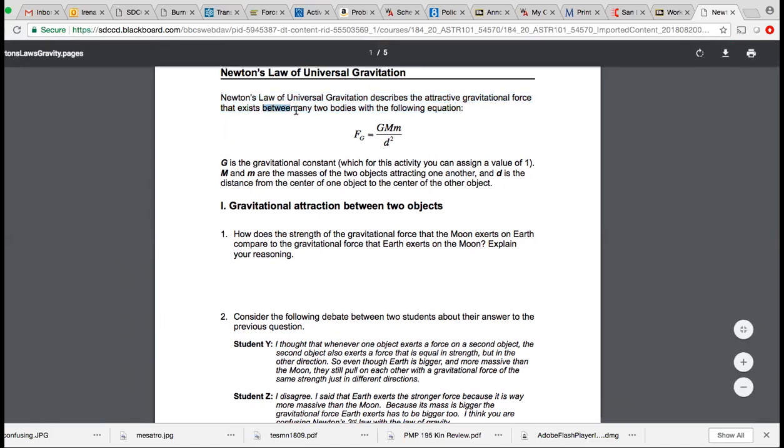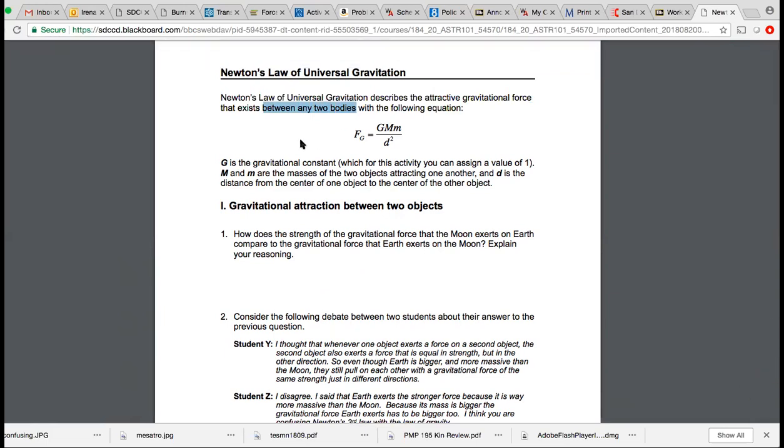Basically, especially this, right? Between any two bodies. So to define the gravitational force, you have to have two objects. You cannot just say Earth's gravitational force. It has to be between you and the Earth, right? The force is always between two objects.